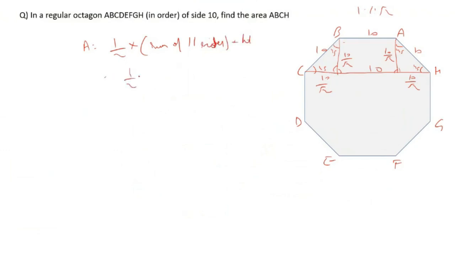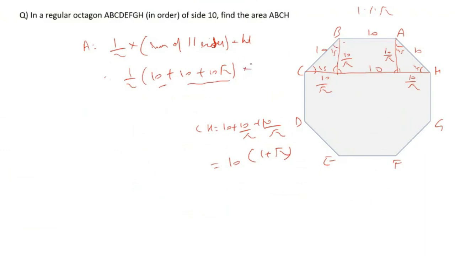Here the parallel sides are 10, and this entire side CH, what would CH be equal to? So this is 10 plus 10 by root 2, again deriving using trigonometry, plus 10 by root 2. So this is 10 into 1 plus root 2. So the sum of parallel sides would be 10 plus 10 plus 10 root 2. This is one parallel side, this is the other parallel side, into height. Height of the trapezium is what? Height means the perpendicular distance, which is 10 by root 2.